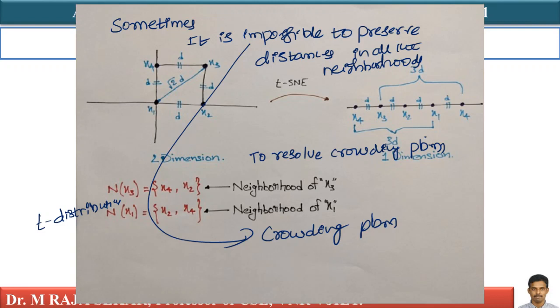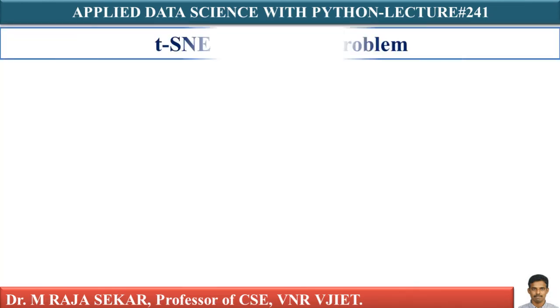It is not going to promise you that it will always solve the problem. In a case like this, it will try to find the best trade-off. The T distribution will try to find the best trade-off. The T distribution will try to minimize errors. This is the basic idea behind the crowding problem in t-SNE.